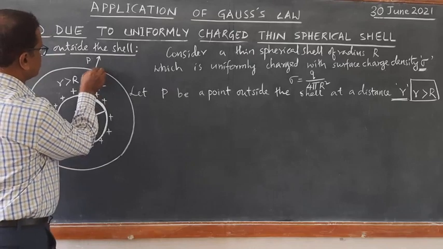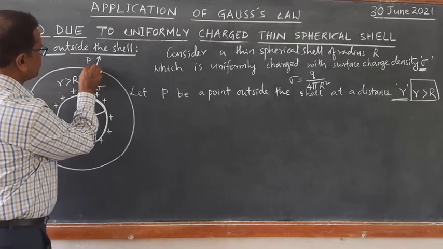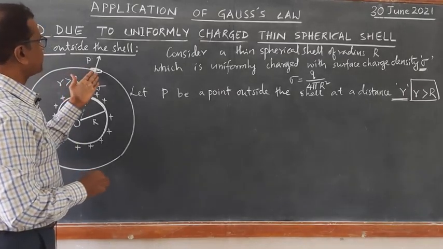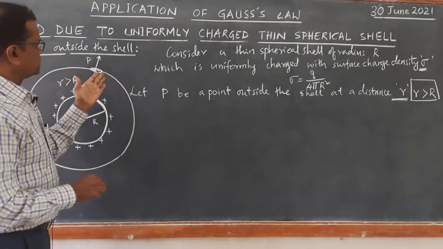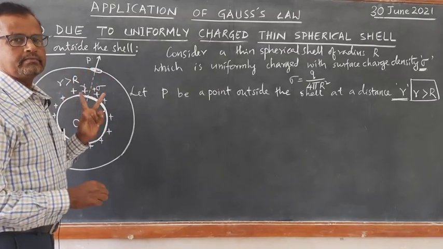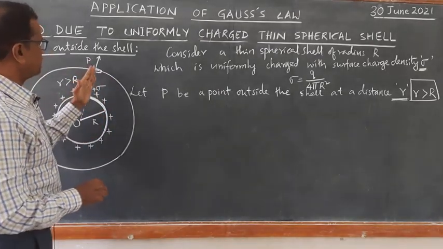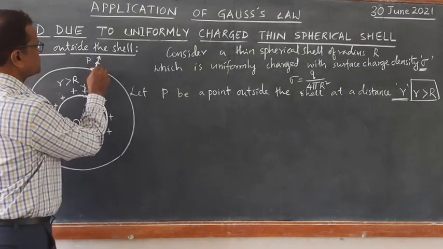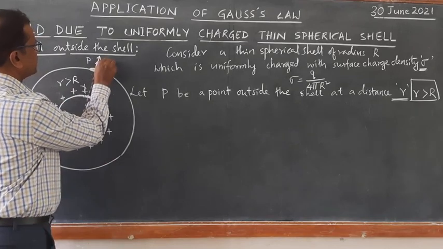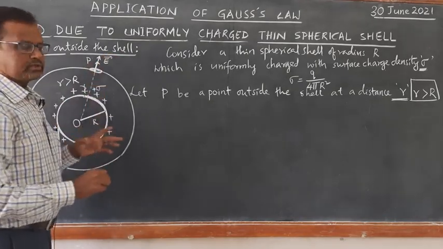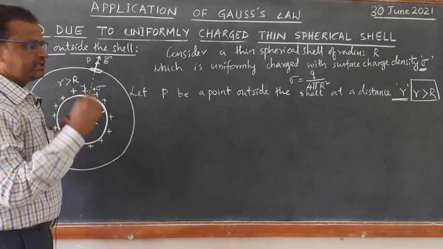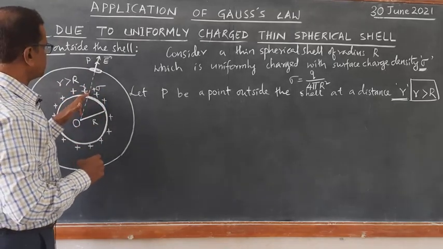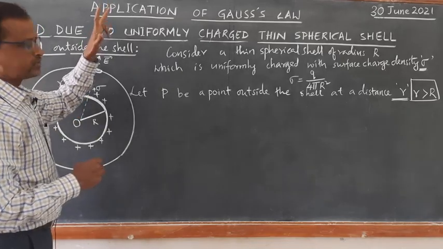So if you take a small elementary area of this shell, here area vector as well as the electric field vector are in the same direction, because area vector is also normal to this and electric field vector is also in the same direction, because electric field is always radially outwards. Thinking that there is a point charge here, the electric field due to point charge is always radially outwards.